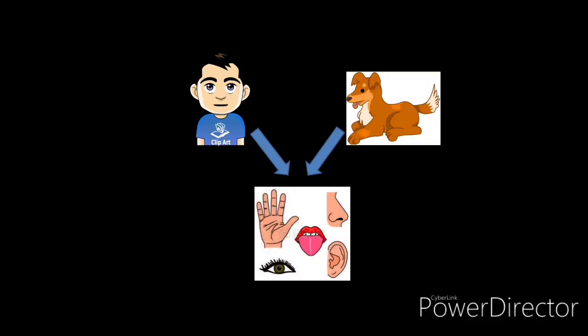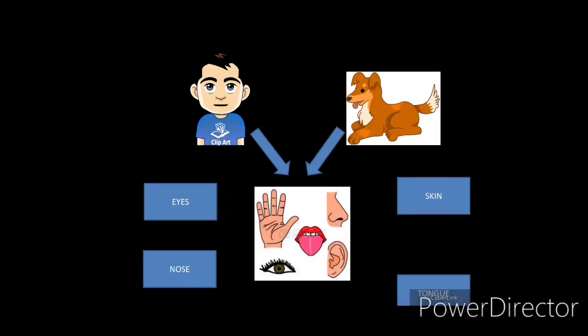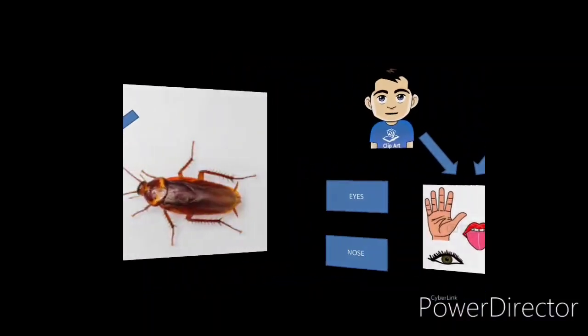Human beings and animals can feel through their sense organs. As you have studied in your previous class, there are 5 types of sense organs: eyes, nose, skin, tongue, and ears. With the help of these 5 sense organs, human beings and animals can feel things around them.